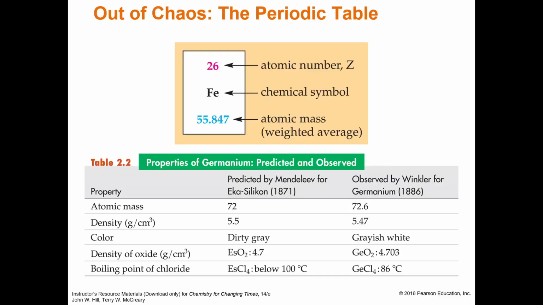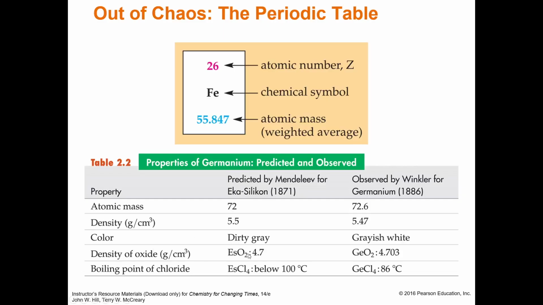So this is the one that's probably the best showing of what he did and the efficacy of it, how valuable it was. When he did this, he predicted that there would be an element below silicon. He called it ekasilicon. And he predicted it would have an atomic mass of 72, a density of 5.5. It'd be a dirty grayish color because that was the group it was in, and he saw that there's patterns in that group, and that would be the predicted densities, colors, etc.